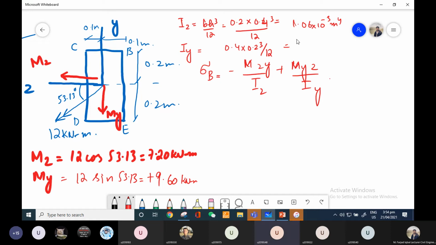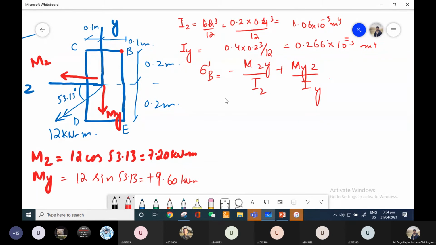2.67 into 10 raised to power minus 4. So let me give, that is 0.266 into, you can cross check this one. I have this answer with me, minus 10 minus 3 meters 4. Okay, so now I have iz and iy, and first I need to find out the stresses at point B.